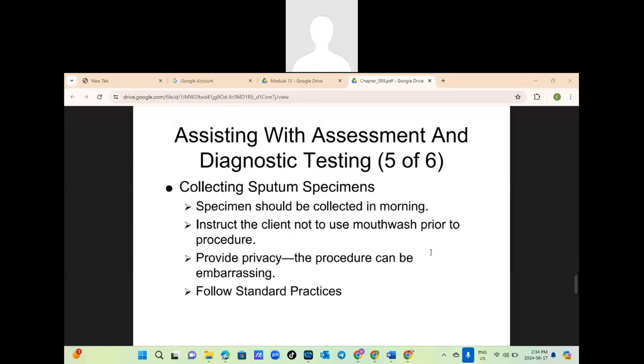Provide privacy. The procedure can be embarrassing, coughing out, even for us sometimes. When I cough and I can hear that mucousy, wet sound, I feel bad that you are hearing it, because my coughing reflex is way faster than my muting myself. So you can sometimes hear the wet sound. Of course, when somebody tries to spit out the sputum, they feel embarrassed.